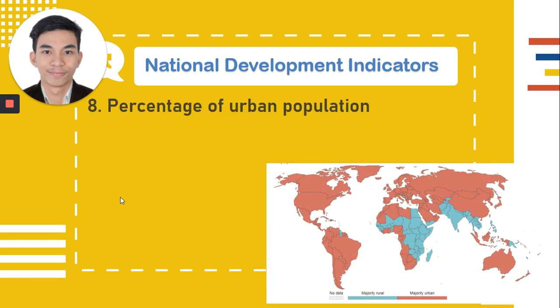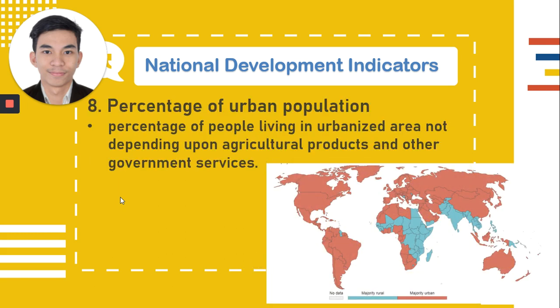is the percentage of urban population. It is defined as the percentage of people or density of people living in urbanized area not depending upon agricultural products and other government services. So as you can see in this picture, yung mga pula po is yung mga countries which are majority urban areas. And yung blue naman is majority rural areas.